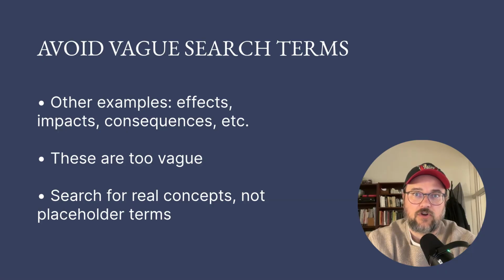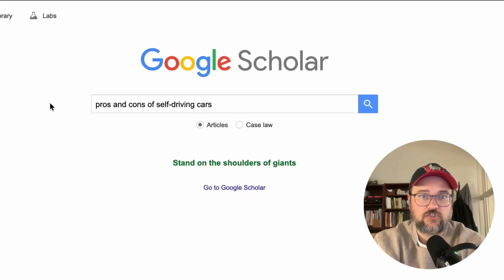I've seen students try things like effects of something or impacts, consequences, benefits, importance of. There's lots of different versions of this where we're using vague terms that don't refer to anything in particular. And we're using those as placeholders for actual concepts that we want to explore. So that's the problem that we're running into. We're searching for the words pros and cons instead of searching for the actual things that we would consider pros and cons of self-driving cars.